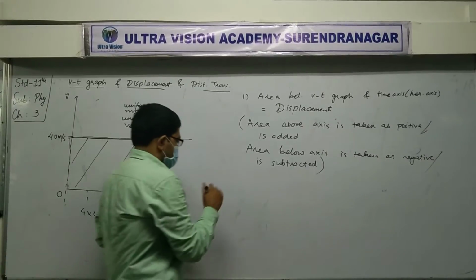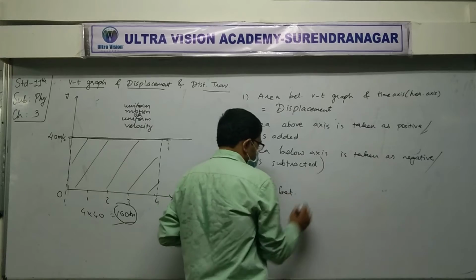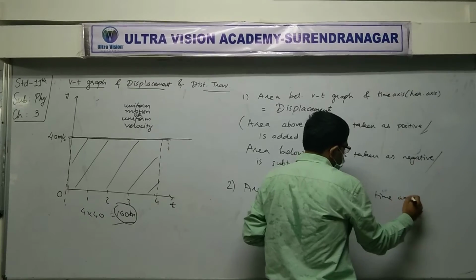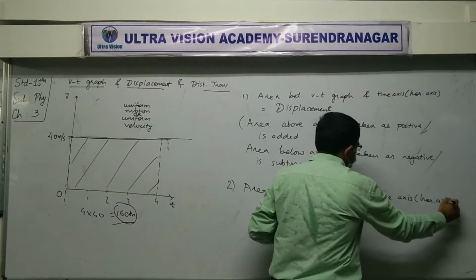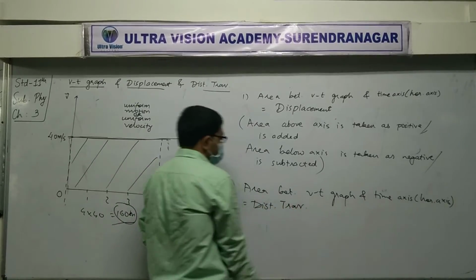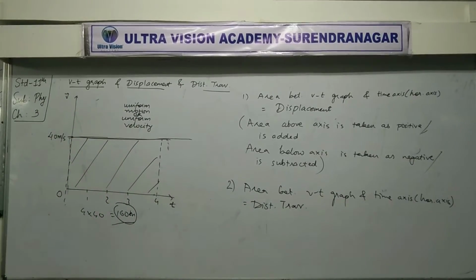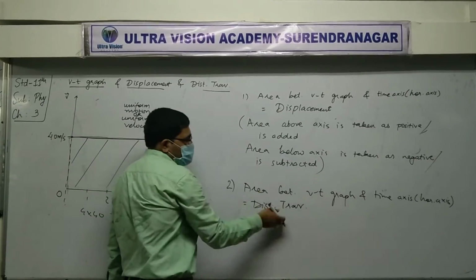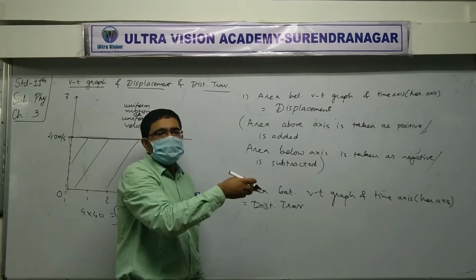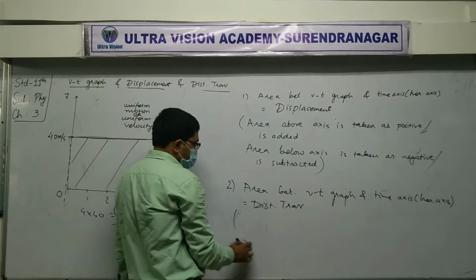Right. Now the second. Area between the v-t graph and the time axis. Same sentence, but a different answer. That's the magic of physics. Area between the v-t graph and the time axis is distance traveled. But then what's the difference here? That's what I have been ramming into you since the start of this chapter, that displacement and distance traveled are two different things. Yes or no? Yes. Okay.